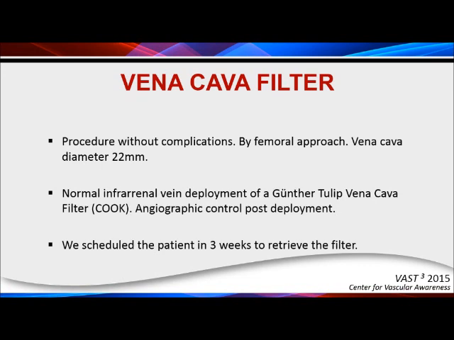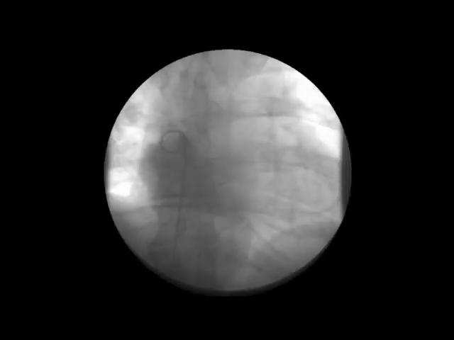And you can see, this is the venogram. You can see the renal veins and the Vena Cava and the good position of the filter, infrarenal position. But 3 weeks later, when we were looking for the filter to retrieve, we found the filter in the heart, on the tricuspid valve, that you can see in the video.